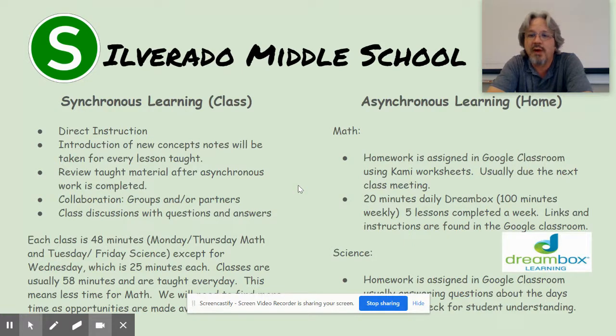In addition to homework that's assigned in the Google Classroom, I also have them sign into a program called Dreambox. Dreambox is a program where they get to work on math skills at their own pace. Dreambox identifies what level they're at and it allows them to work on that material and progress. If they're on a lower level right now, Dreambox gives them an opportunity to get caught up. If they're on a higher level, Dreambox allows them the opportunity to explore and maybe learn some things before I even taught it.